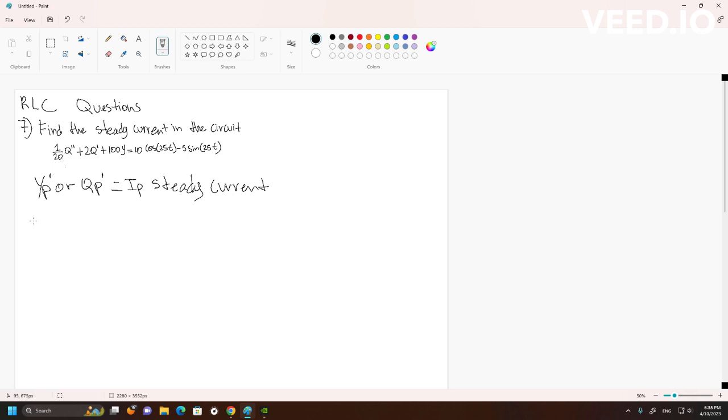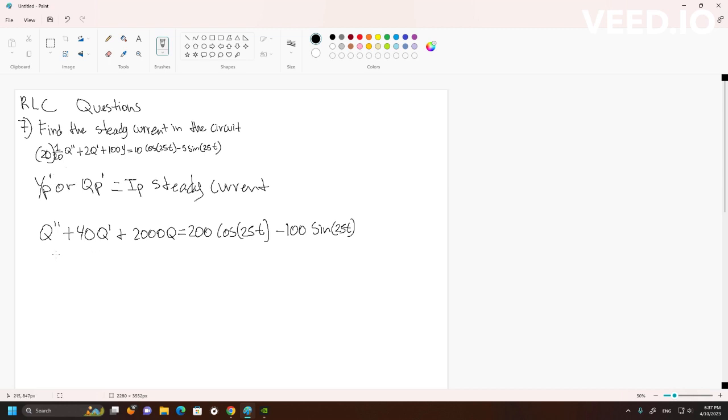We are going to multiply the whole equation by 20. In this way we can eliminate the 1 over 20 in the front. So multiplying the whole equation by 20, we will get the following.